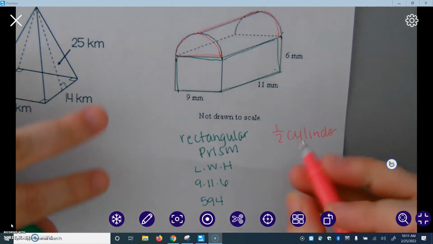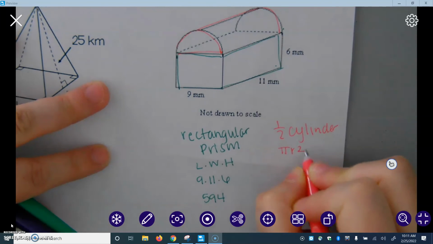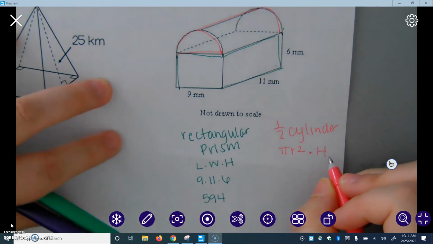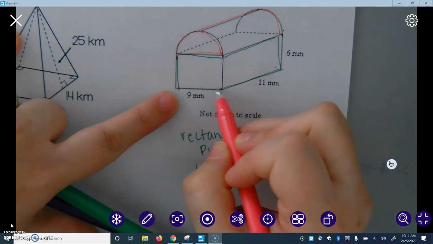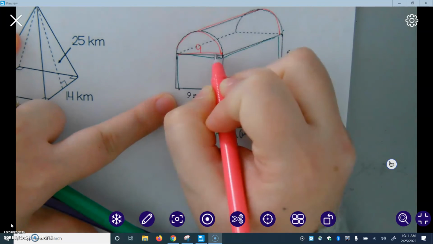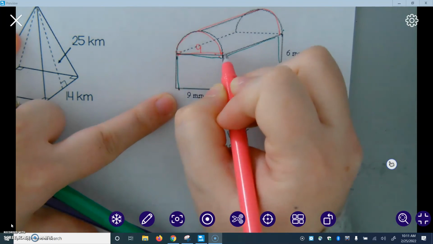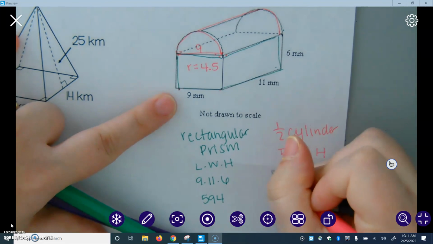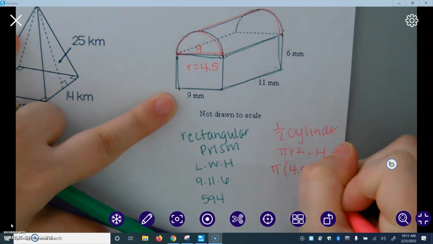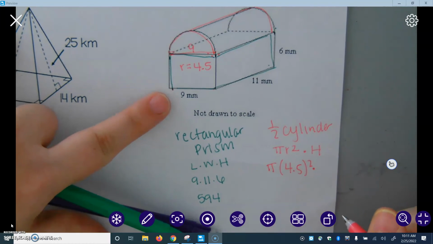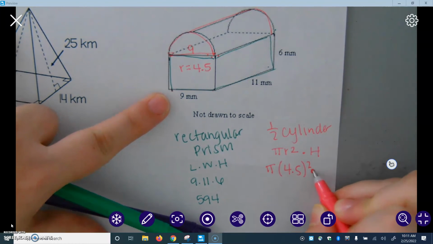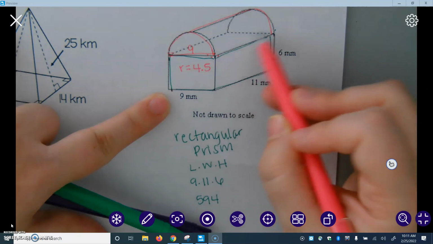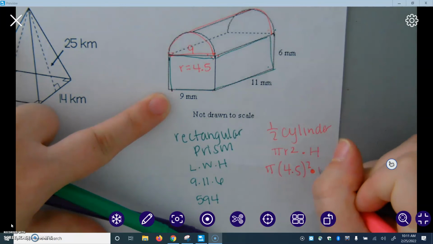A cylinder, we did before, a cylinder is going to be pi r squared because the base is a circle, and then times the height. The height is the one that connects the circles. So I kind of have to look at my diagram. I know that from here to here is 9, so that is the diameter. So if the diameter is 9, the radius equals what? Good, 4.5. So pi times 4.5 squared times which side is connecting the two circles together? In other words, what is the height? Good, the 11. The 11 is going from circle to circle, so that is the height.